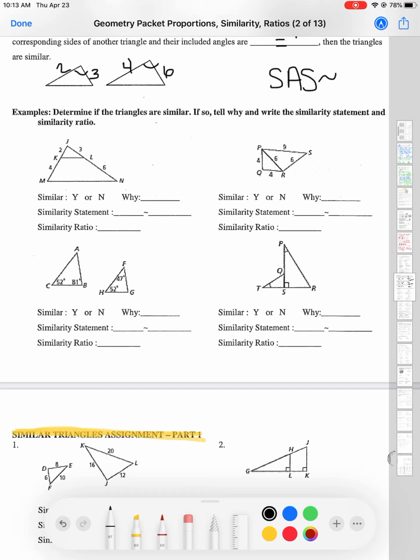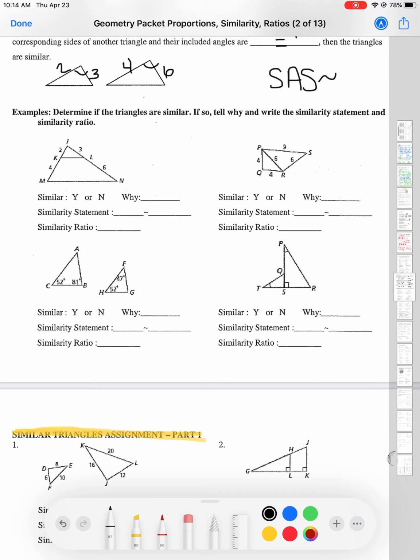Okay, determine if the triangles are similar. If so, tell why and write the similarity statement and similarity ratio. Okay, so for this first one, we know 2 sides for sure because they give us numbers on this side and on this side. And then we also know angle J because these 2 triangles share angle J. So if we have anything at all, it's gonna be SAS because that's 1 angle and 2 sides, and the angle is included.